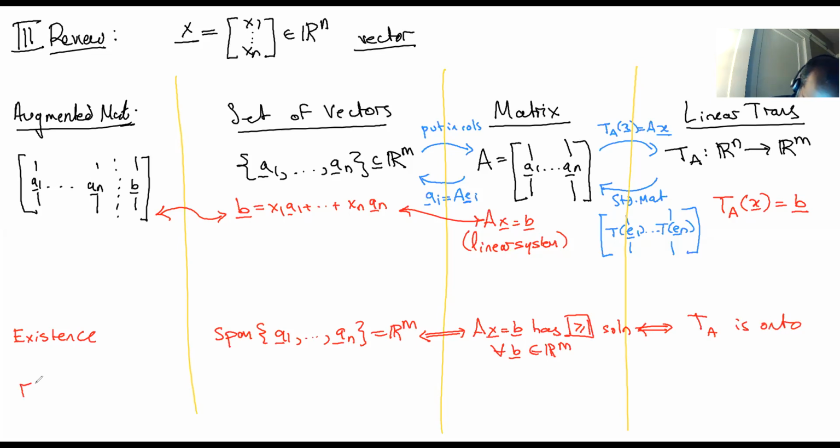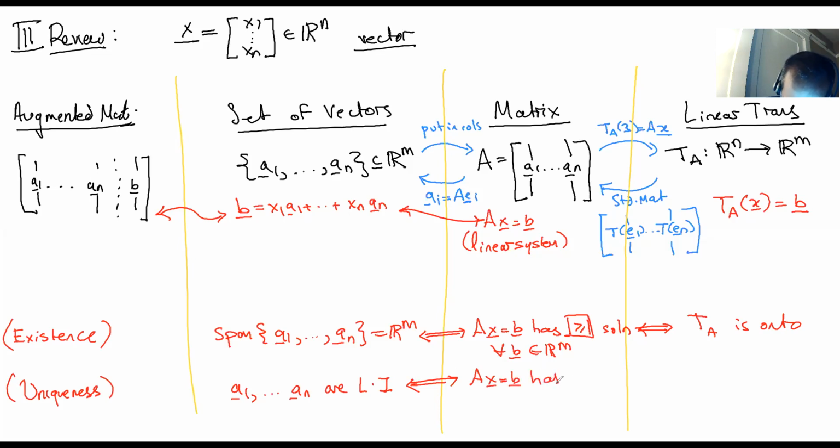And then you have a uniqueness question, or a list of uniqueness questions. Here the uniqueness question for a set of vectors is, are these linearly independent? And this statement corresponds to a uniqueness question for the linear system: Ax equals b has at most one solution for every b in Rm. And this corresponds to TA is 1-to-1.